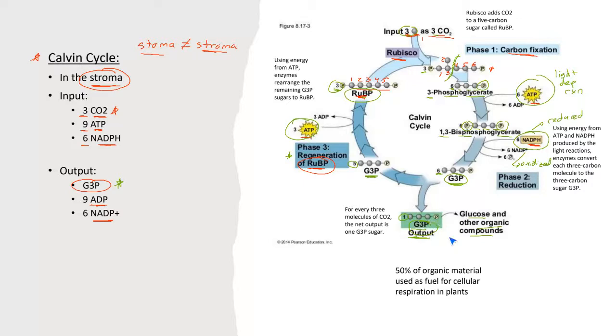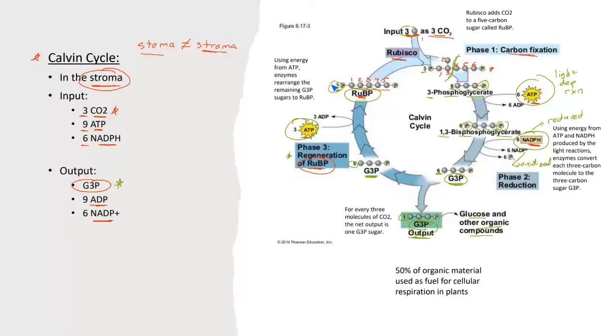And this G3P molecule is going to be able to go out and make glucose or other organic compounds. And then we have to regenerate G3P back into RuBP so we keep going. So we're using energy from ATP and enzymes to rearrange the remaining G3P molecules to make the sugar RuBP.